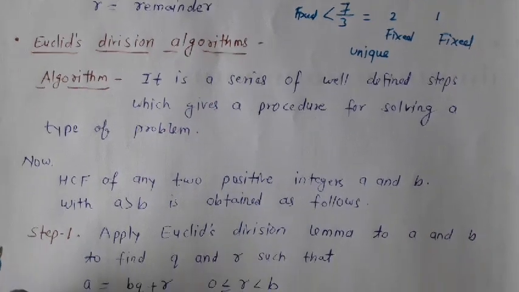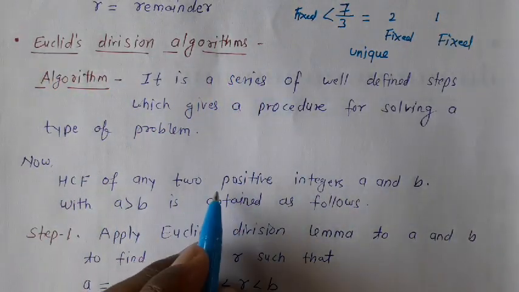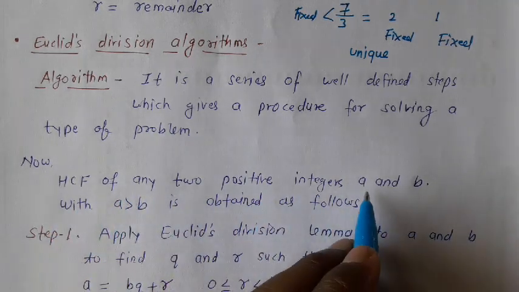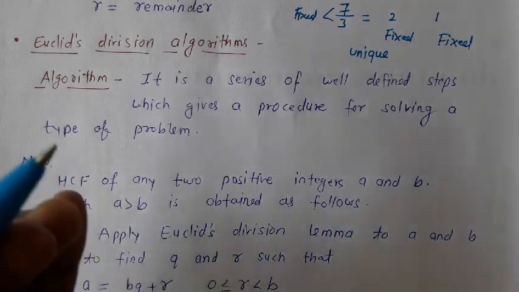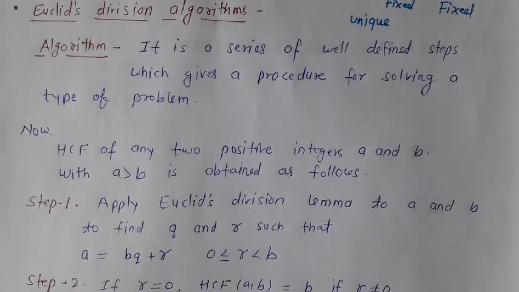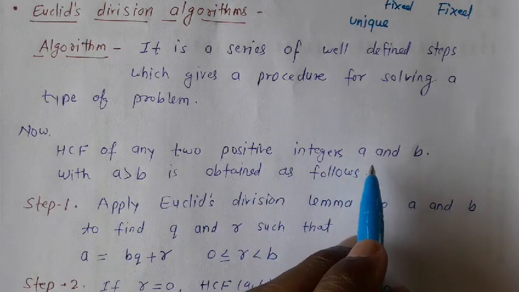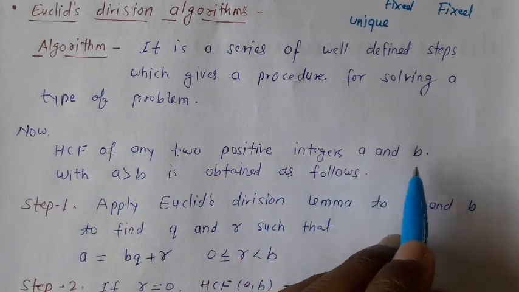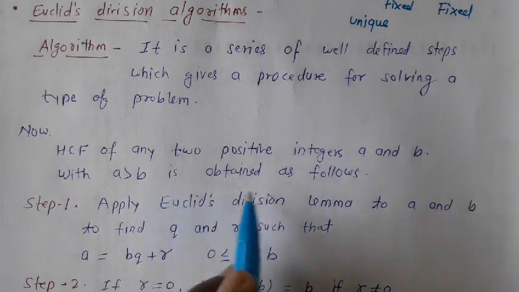Now, what is Euclid division algorithm? The HCF, highest common factor, of any two positive integers a and b with a greater than b is obtained as follows. This is the type of steps. So there are two positive integers, and we always find the HCF of positive integers. Here are two positive integers a and b with a greater than b.